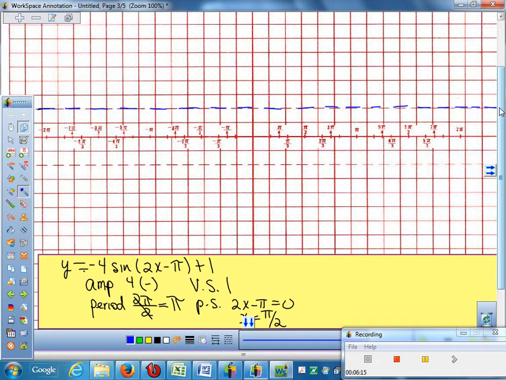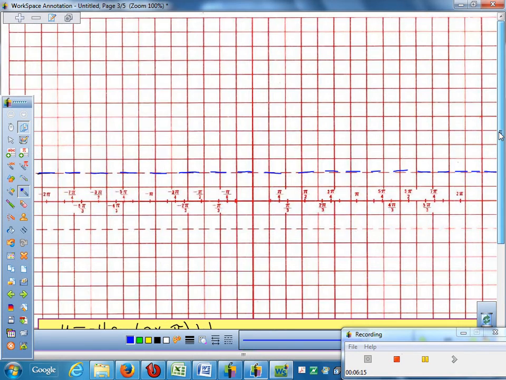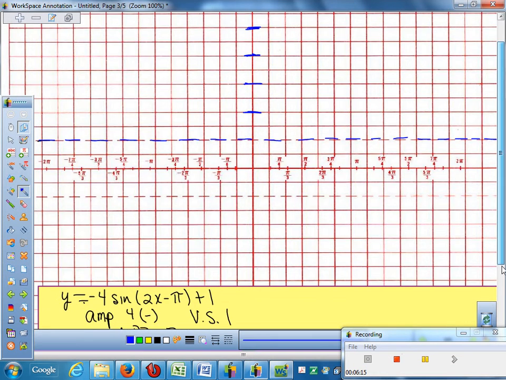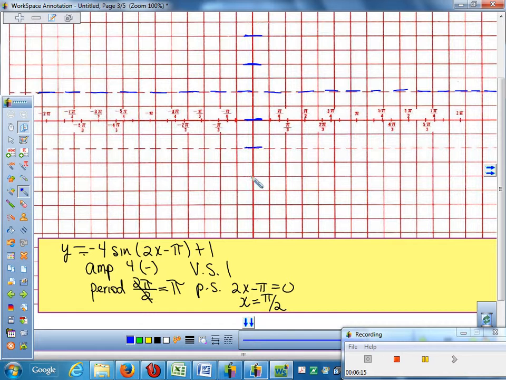I also notice, though, that I have an amplitude of 4, so that means off this new vertical shift here, that's my new x-axis, when you count the amplitude, you count it off that vertical shift. So I actually have to go up 4 units off that shift, 1, 2, 3, 4, and down 4 units, 1, 2, 3, 4. So I know that's how high and low I'll have to go when I put my wave on here.